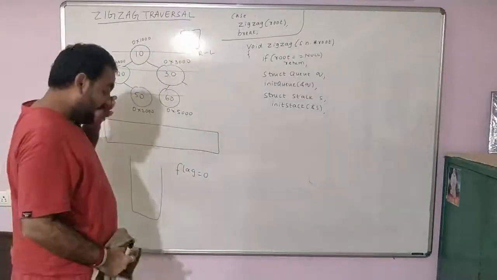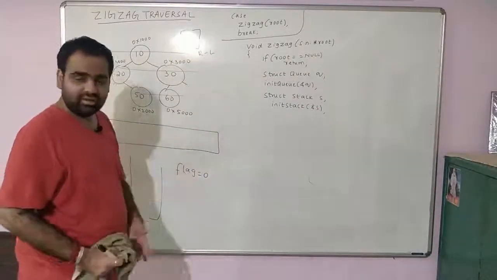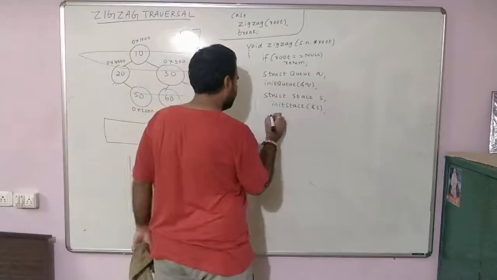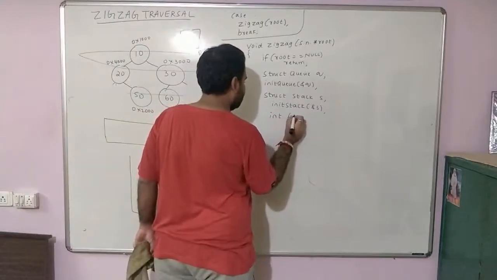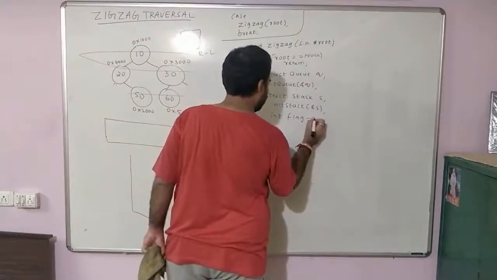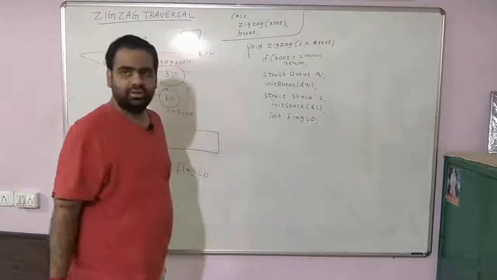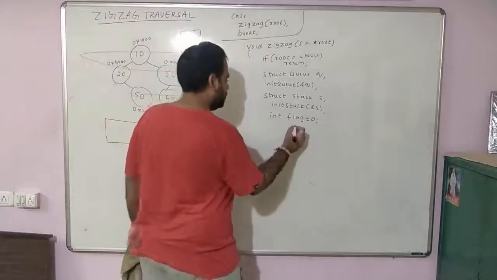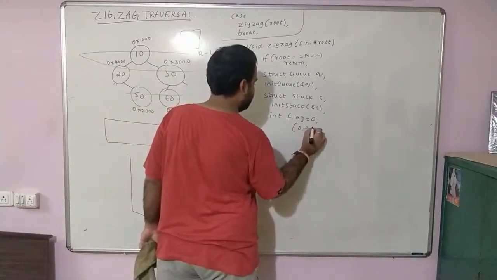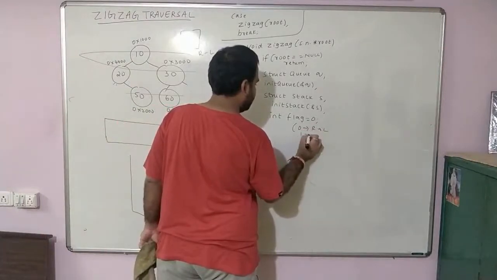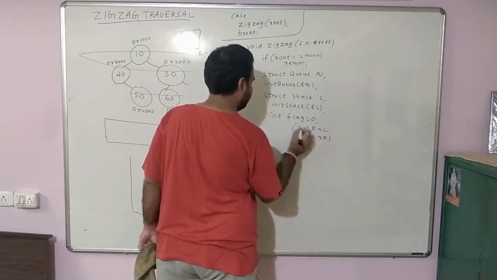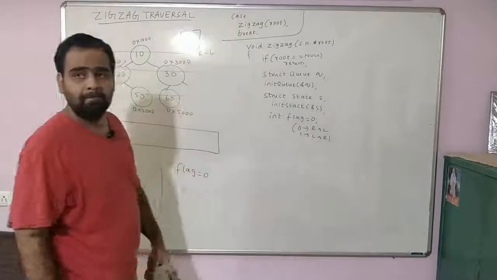Fair. And we need one variable called flag so that we know if it is left to right or right to left. Already I explained. Flag equals 0 means right to left. Okay, I write here in comments: 0 is right to left and 1 is left to right. This is for your reference. This is part of the comment.